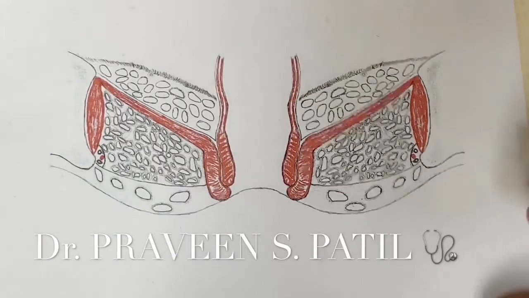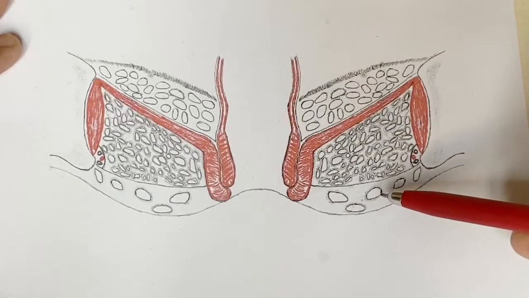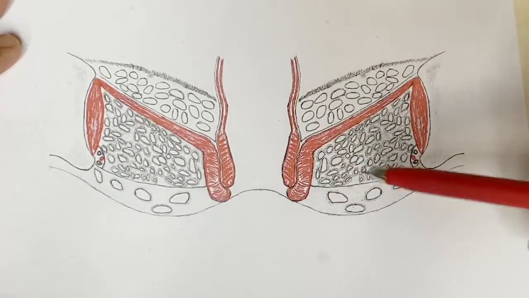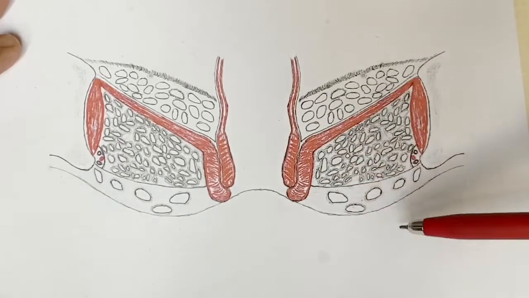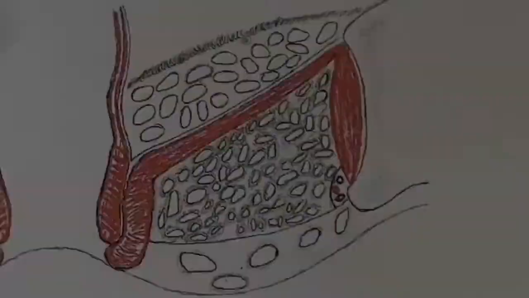Hi everyone, this is Dr. Praveen S. Patil here. Today we are going to discuss the ischiorectal and perianal spaces mainly, and some other small spaces in and around the anal canal. So before going to the spaces in detail, I'd like to explain a few of the structures.